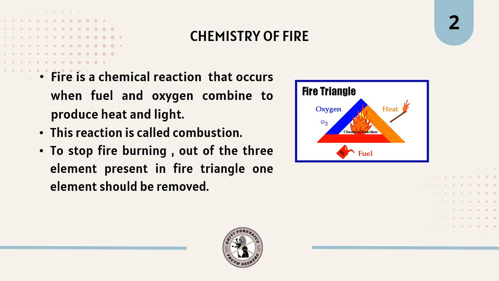Now, coming to the next slide, let's try to understand chemistry of fire. Fire is a chemical reaction that happens when fuel and oxygen combine to produce heat and light. We can see in the picture a fire triangle, which shows the essential elements to sustain a fire or to start a fire. Out of the three elements shown in the fire triangle, one element should be removed to stop a fire from burning.